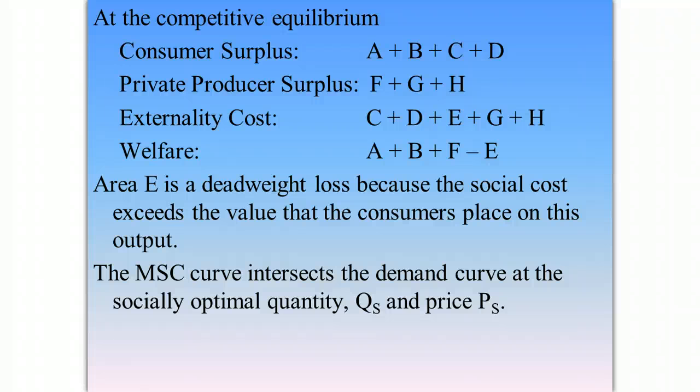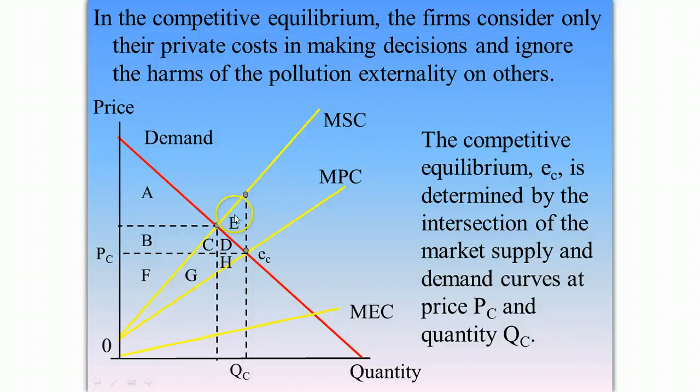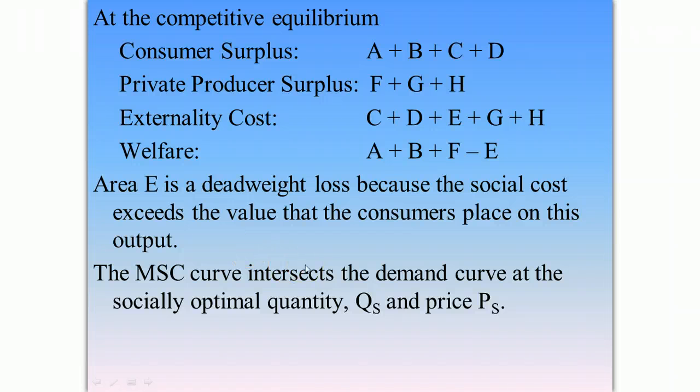So area E is the deadweight loss, because the social costs exceed the value that consumers place on the output. If you look at area E, this is out in the region where the cost to society exceeds the benefit. So this is the whole problem of overproduction. The marginal social cost curve intersects the demand curve at the socially optimum quantity.